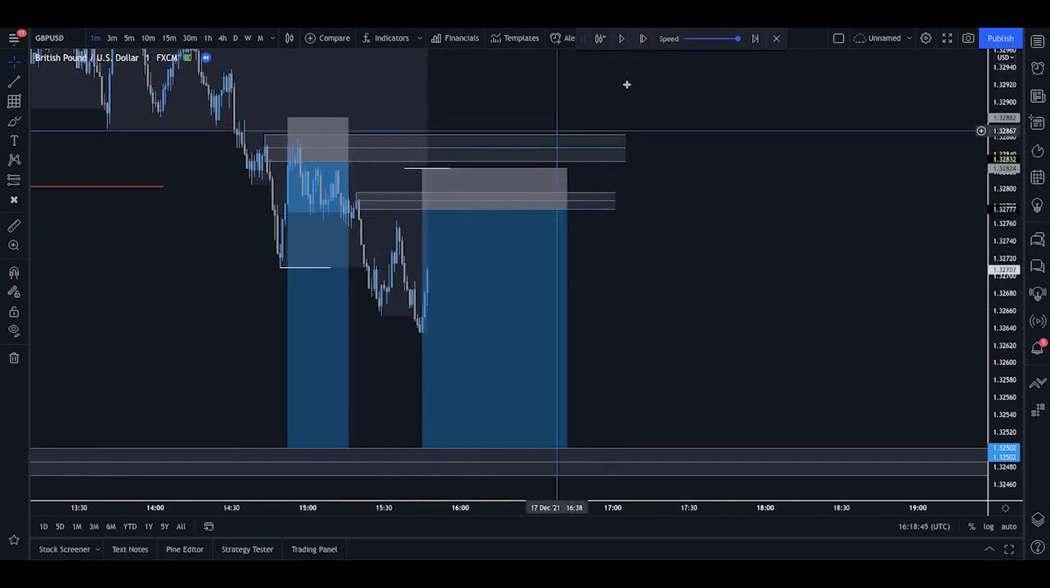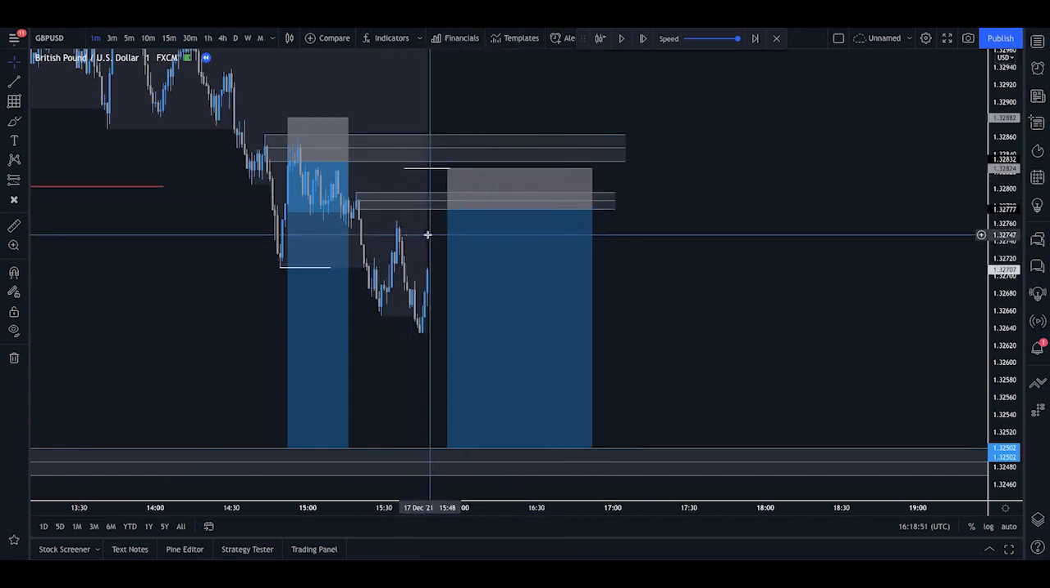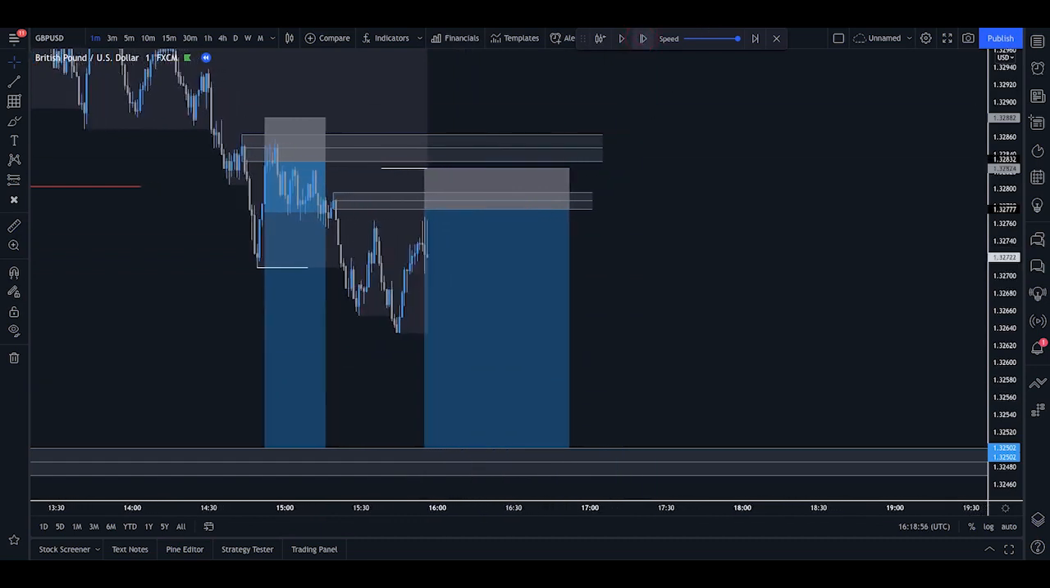But we do have an imbalance here, so I'd be cautious, and I'd actually consider leaving the order as it is for the meantime. If we do then come back in, reject this supply point, and then sell off, I would consider looking for another area. But as we know, if we have an imbalance like this, it's very likely that we're going to come and test it just because it was left open here.